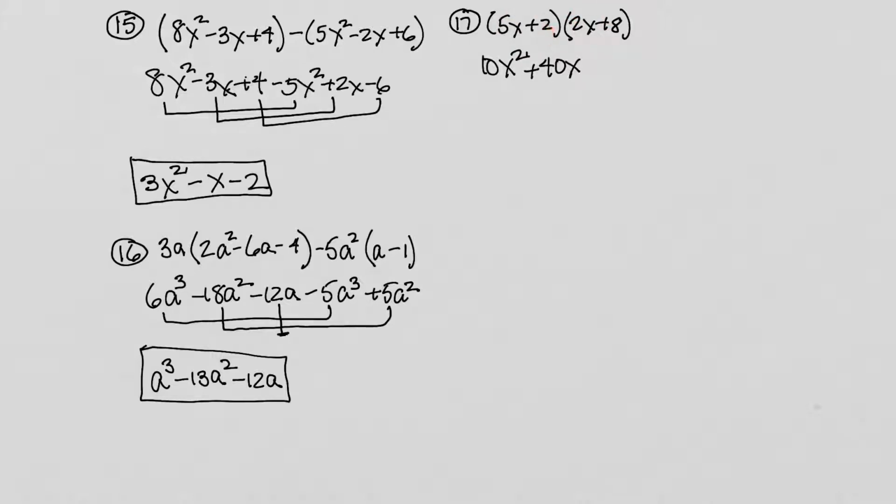Now move over to this 2. The inner product, 2 times 2x is 4x. And then the last, the 2 times the 8 is going to give us a 16. And let's combine these like terms. So we're going to get 10x squared plus 44x plus 16.